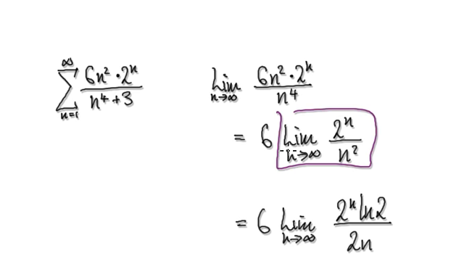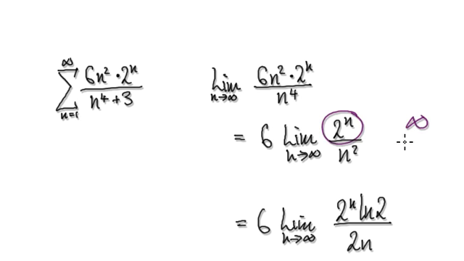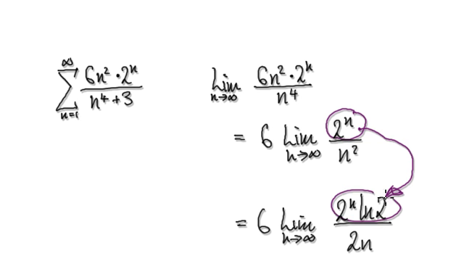So what is the limit of this as n heads towards infinity? As n heads towards infinity, this thing here will head towards infinity. The denominator will head towards infinity. So here you've got infinity over infinity. It's an indeterminate form, so you can apply L'Hopital's rule. Applying L'Hopital's rule, differentiate the top, that will then give you this. Differentiate the bottom, that will then give you this.